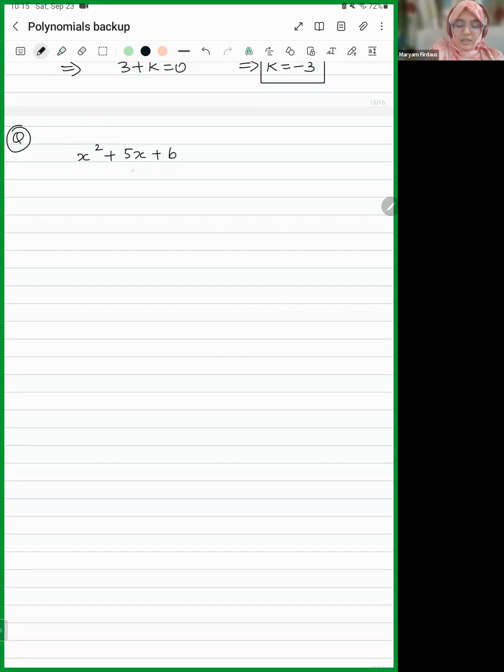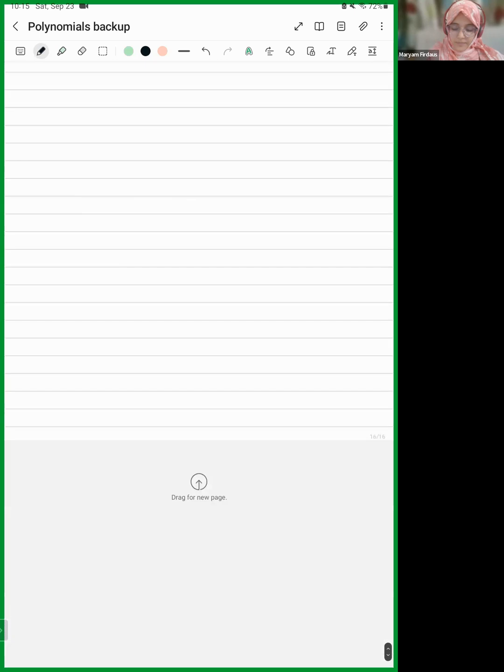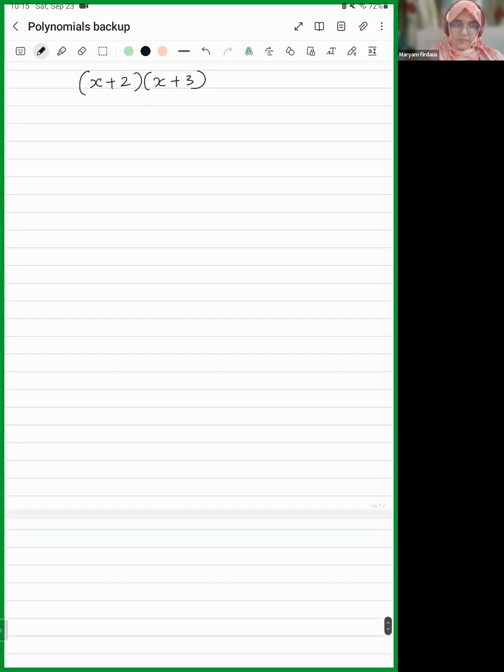Now what we do in this case is we split it like this. Acha, before coming to splitting the middle term, try to do x plus 2 multiplied by x plus 3. How do we solve this? Then tell me step by step and I will write it down.